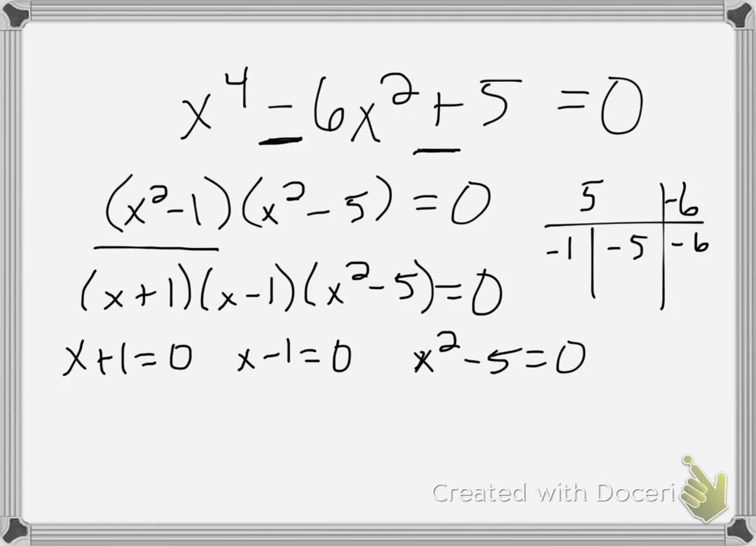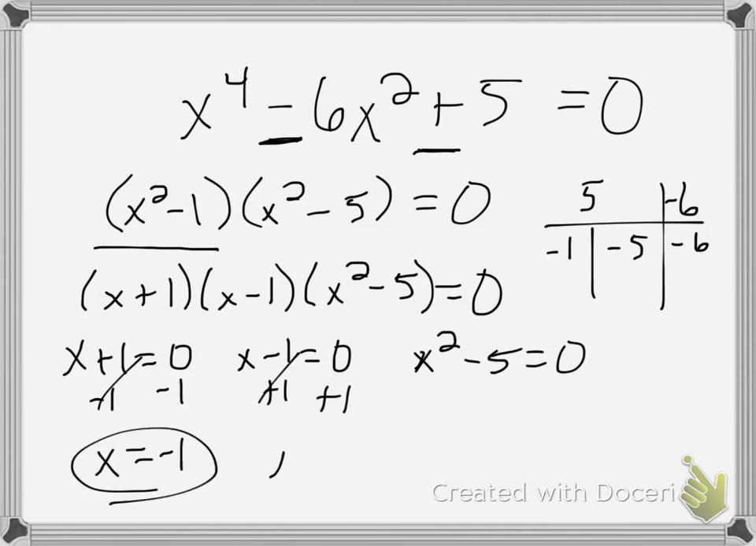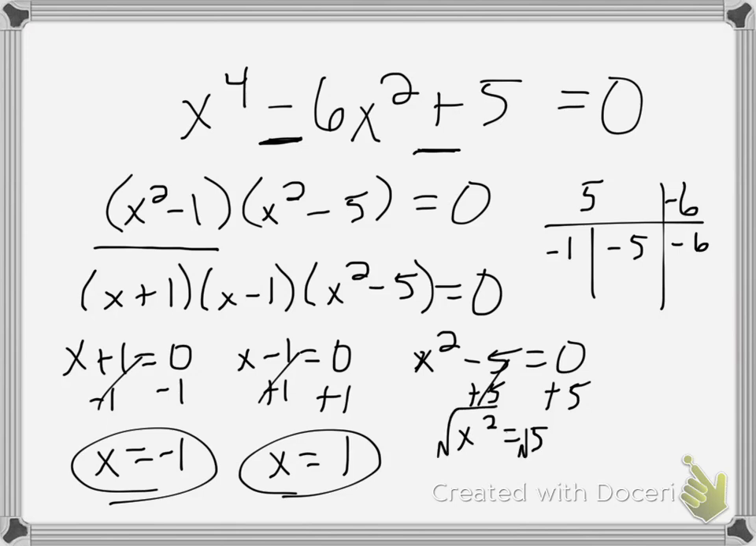Now I just start solving these individual equations for x. Subtract 1, x equals -1. Add 1 to both sides, x equals +1. Add 5 to both sides, get x squared equals 5. To get rid of my x squared with my x, I have to take the square root of both sides. So here x would equal plus or minus square root of 5. I can't take the square root of 5 and get a nice whole number, so I just leave it as the square root of 5.